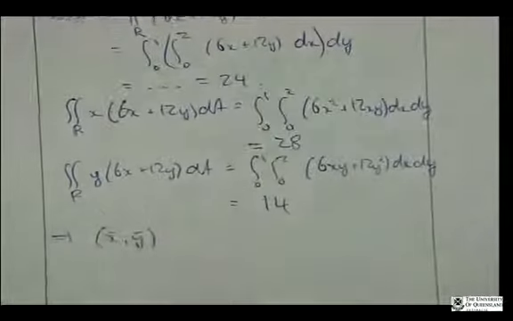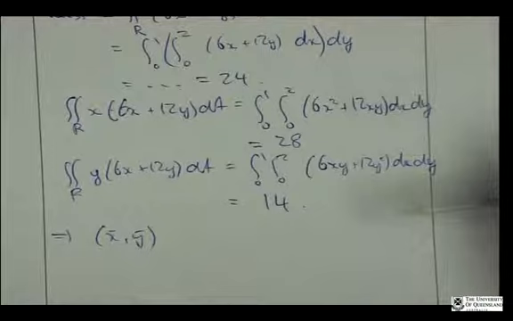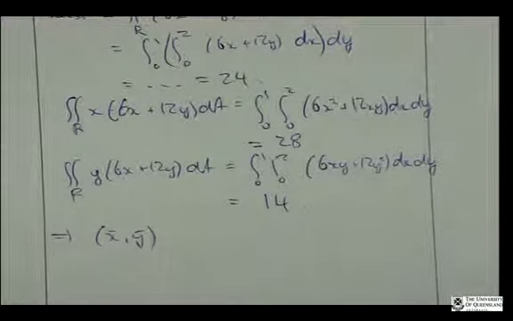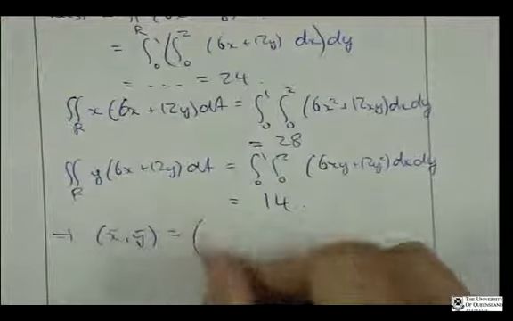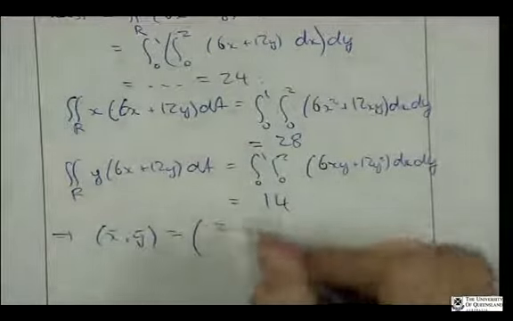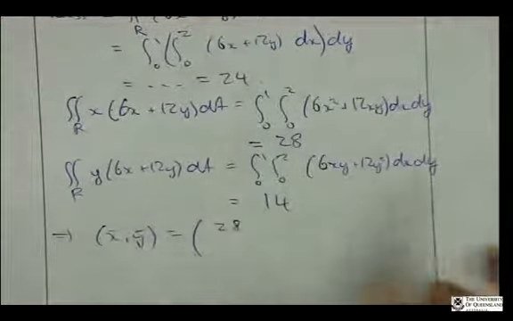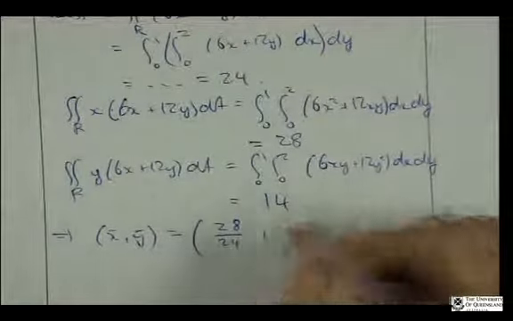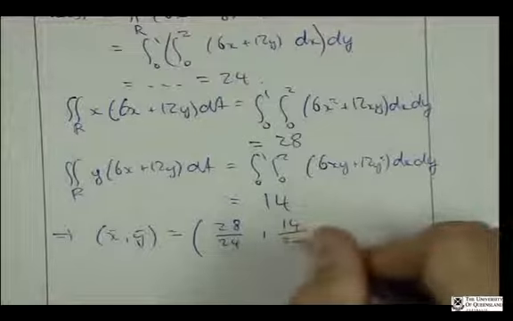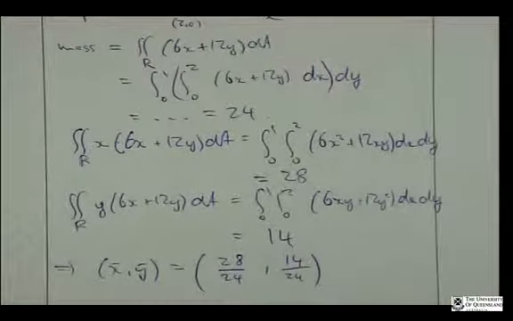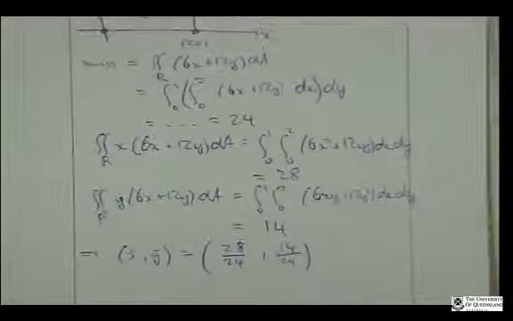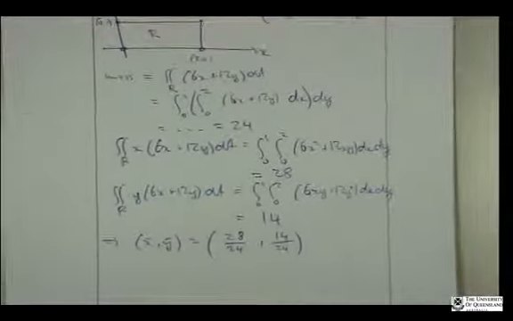So you guys should check these calculations. They're not too difficult, just iterated integrals. The coordinates x bar, y bar are just the ratio of the first order moments over the mass: 28 over 24, and 14 over 24. So where does that sit in the region? We can just see if our answer makes sense.